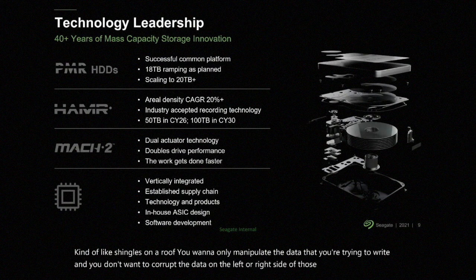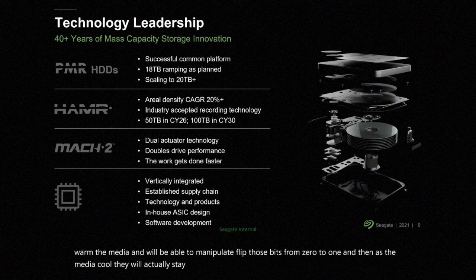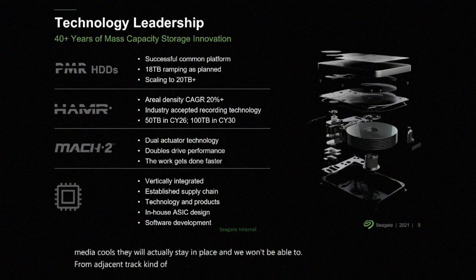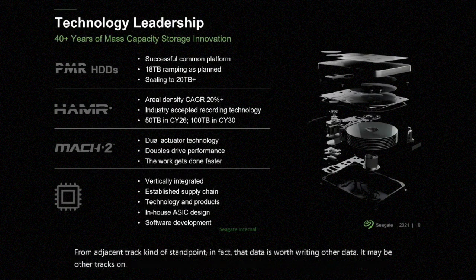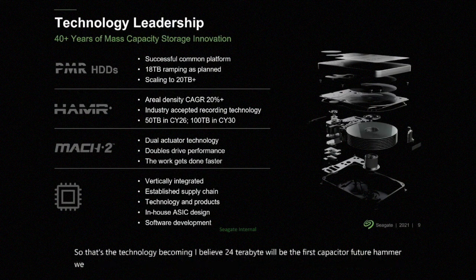So we'll actually warm the media, and we'll be able to flip those bits from 0 to 1. And then as the media cools, they will stay in place, and from an adjacent track standpoint, we won't affect that data as we're writing other data in other tracks on the media. So that's the technology that's coming. I believe 24 terabyte will be the first capacity that features HAMR. We are shipping a 20 terabyte today with some select partners, as we ramp high volume manufacturing.